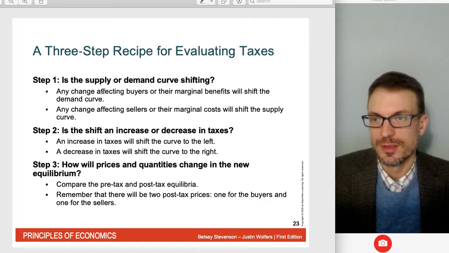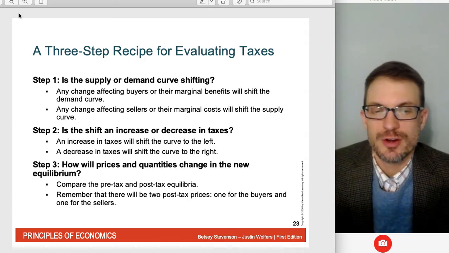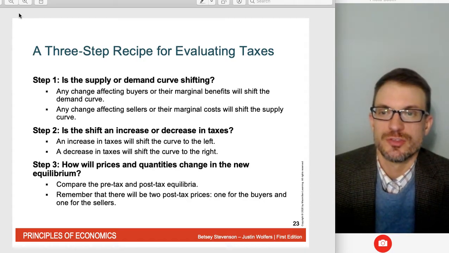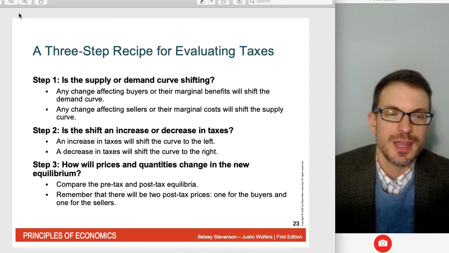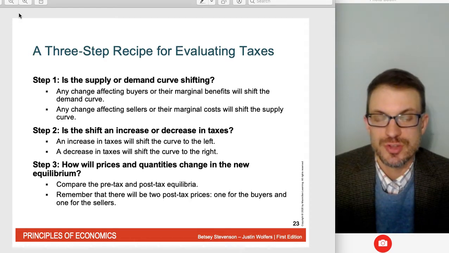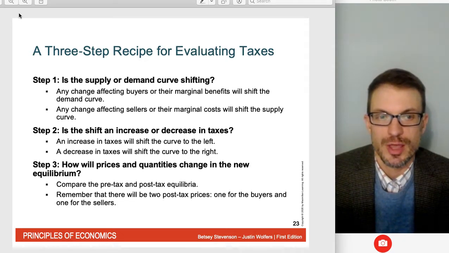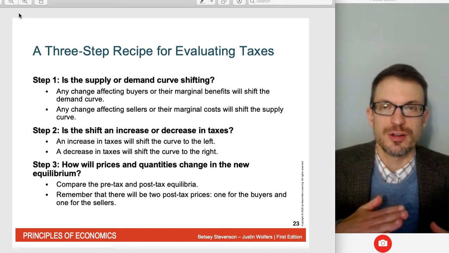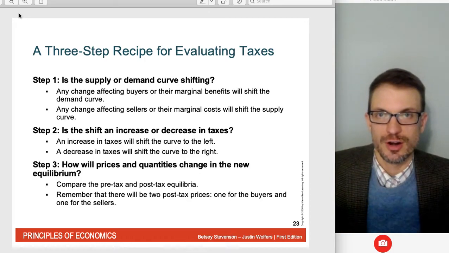Okay. So here's our three-step recipe for evaluating taxes. Firstly, is supply or demand shifting? Is the change affecting buyers or their marginal benefits? Any change affecting buyers or their marginal benefits shifts the demand curve. Any change affecting sellers or their marginal costs shifts the supply curve. Is the shift an increase or decrease in taxes? An increase in taxes shifts the curve to the left. A decrease in taxes shifts it to the right. An increase in taxes is like an artificial raise in costs. A decrease in taxes is like an artificial decrease.